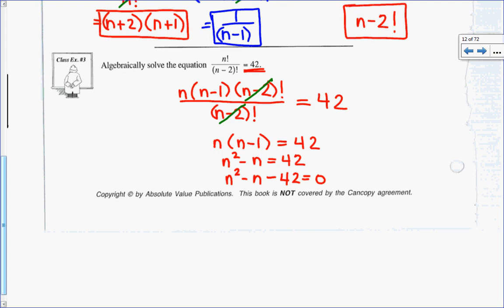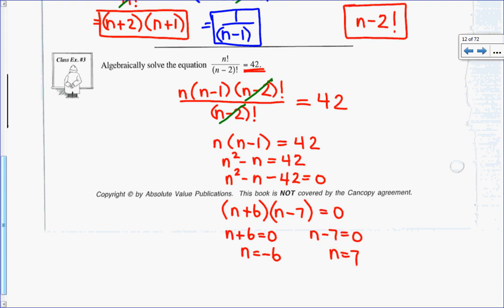Now I just factor it like usual because I'm trying to solve for n. So I'm looking for two numbers that will multiply to give me negative 42 and add together to give me negative 1. Right, that's going to be a positive 6 and a negative 7. So I set both factors equal to 0. If n plus 6 equals 0, then n is equal to negative 6. Or if n minus 7 is equal to 0, then n equals 7.